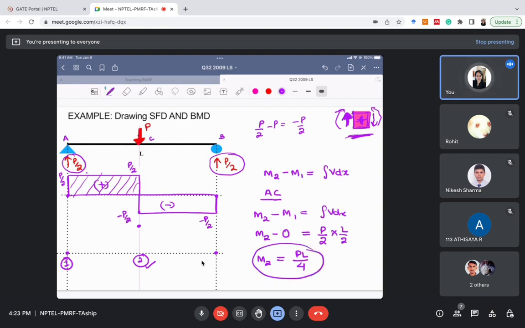Now what is the shape of this bending moment diagram? I can join it using this shape also, or using this shape. So what will be the shape? The shape we don't know.